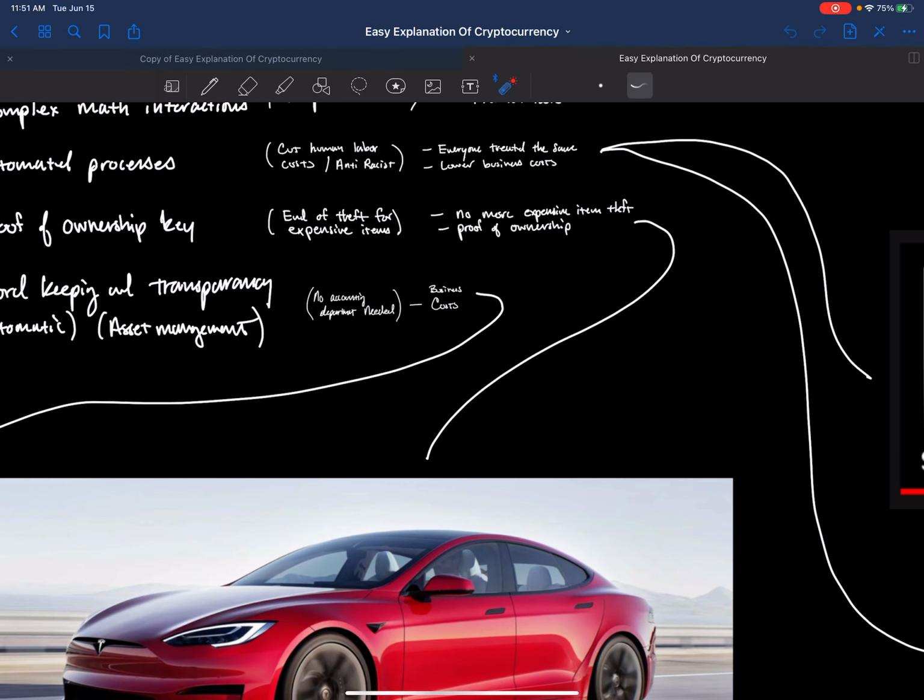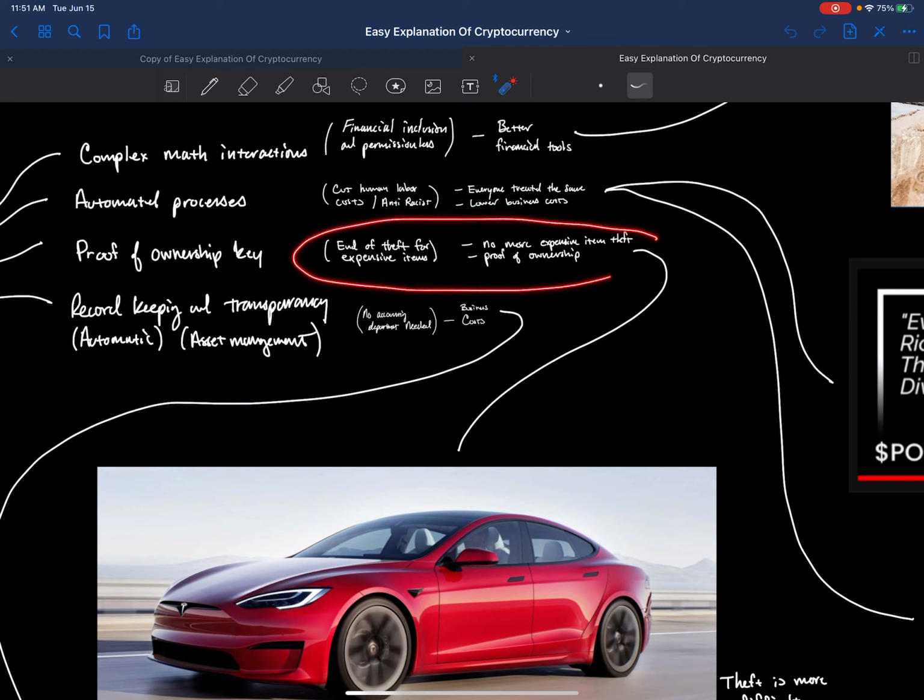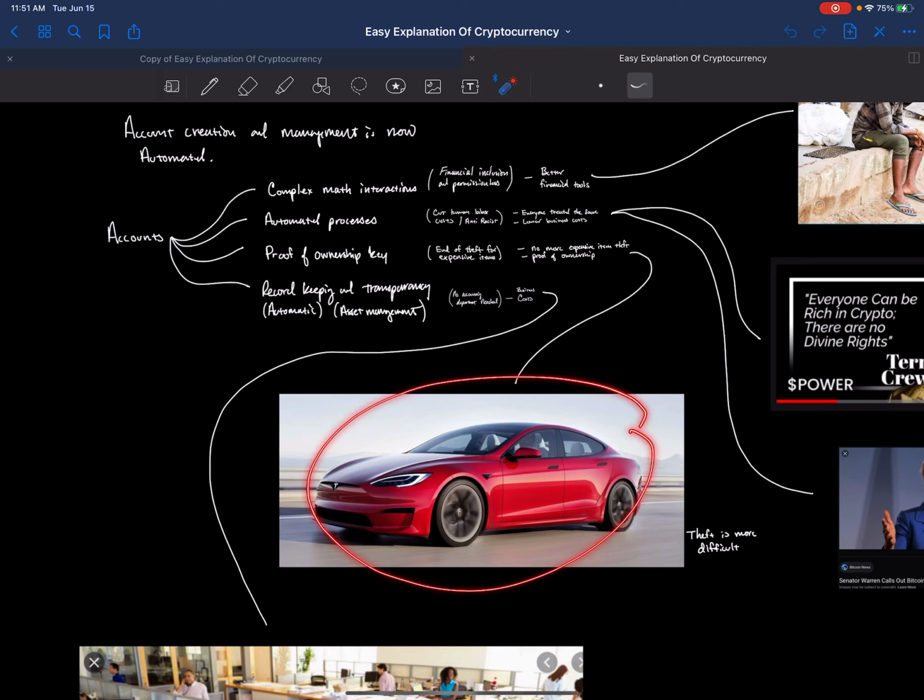Okay, so proof of ownership key. Another thing that cryptocurrency will do is reduce theft. For expensive items, there will be no more theft, because you will have proof of ownership. So this car will not work unless you prove your ownership through crypto. It could be on your phone, it could be on whatever. And you can even rent out the car to someone else. You can give them access to the car in an automatic way. So this is powerful. This is another thing that cryptocurrency does. You cannot do this without crypto, okay?